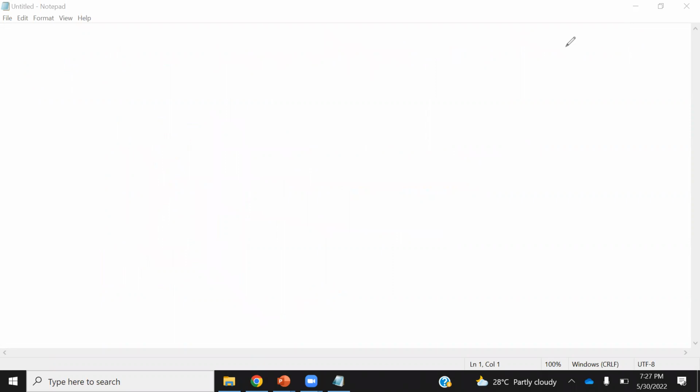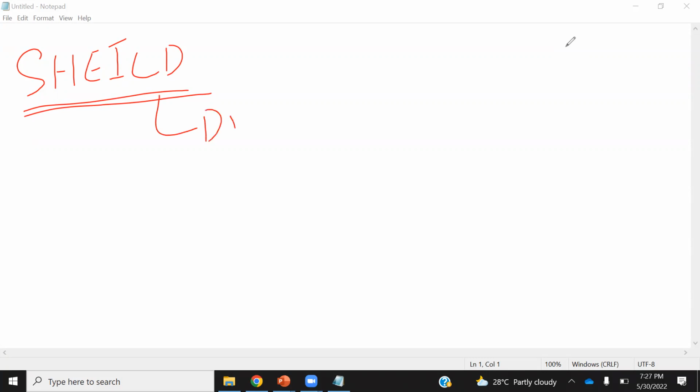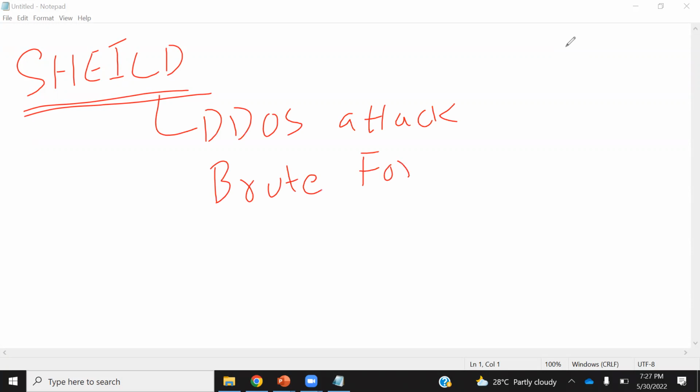One more component which you will find here is Shield, S-H-I-E-L-D. Now, what is this Shield? Shield is basically helping you to avoid DDoS attack, also known as brute force attack. If you're new to these terminologies, don't worry, I will explain. The first thing I understand from here is that it is an attack, kind of a virus attack, and I have to save my application from that.